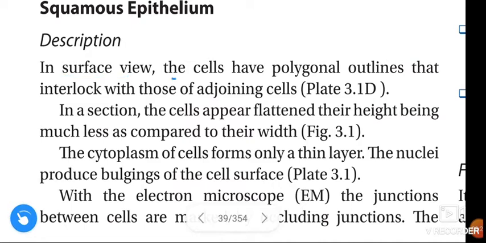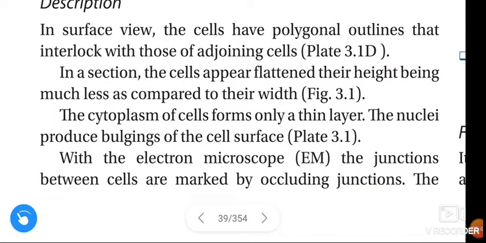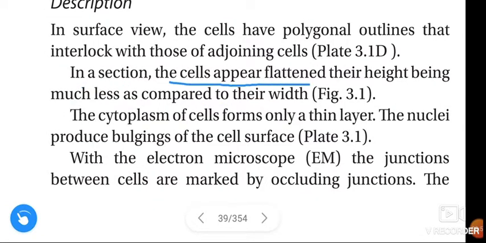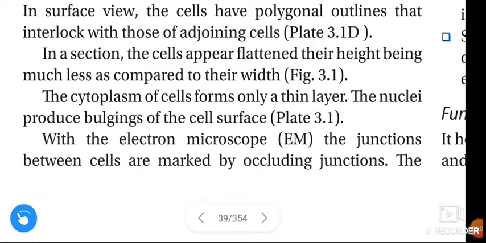In surface view, the cells have polygonal outlines that interlock with those of the adjoining cells. In a transection, the cells appear flattened, their height being much less as compared to their width. The cytoplasm of the cells forms only a thin layer. The nuclei produce bulgings of the cell surface.